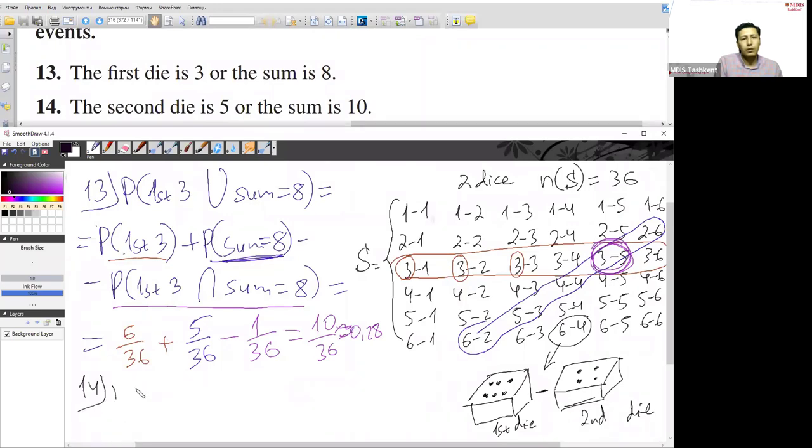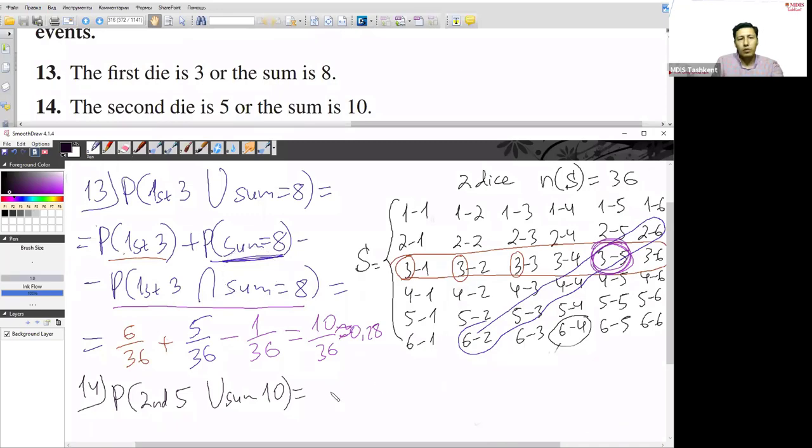Last one, 14. Second die 5, or sum is 10. Again, we use what? Second formula. So it's equal to second 5, sum 10, minus second 5 and at the same time sum 10.